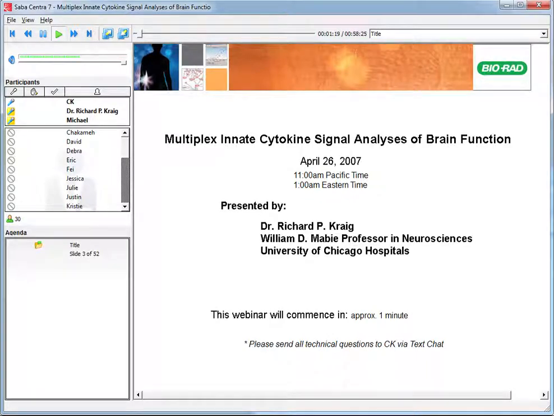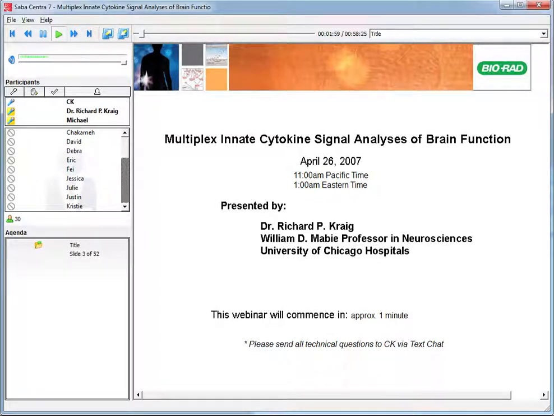So today's presentation will be given by Dr. Richard Kraig. Dr. Richard Kraig is an authority on the role of glial cells in the brain. He balances research, teaching, as well as his clinical responsibilities at the University of Chicago Hospitals, where he is the William D. Mavey Professor in Neurosciences. Dr. Kraig earned his BA from Cornell University and a PhD in physiology and biophysics from the University of Iowa. And he earned his MD at New York University.